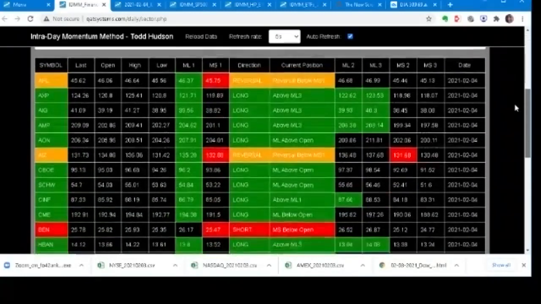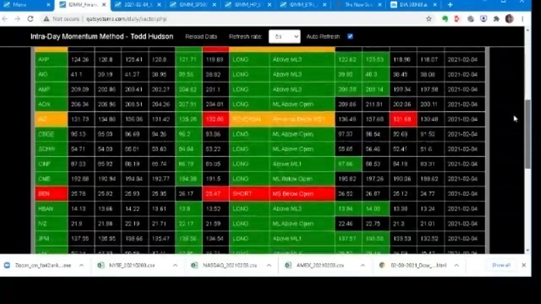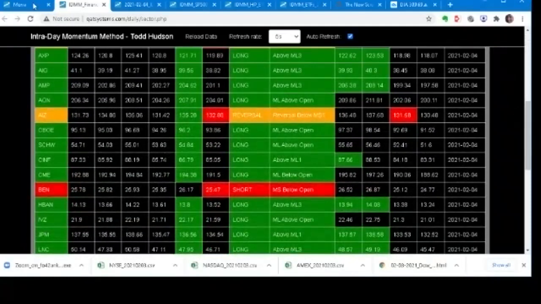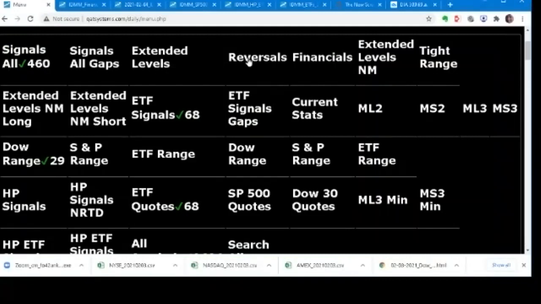I have also broken it down into the sectors, where we can track the sectors differently. Keep track of the gaps, although I do not include the gaps in the information, mainly due to the fact that they are much more susceptible to intraday reversals.